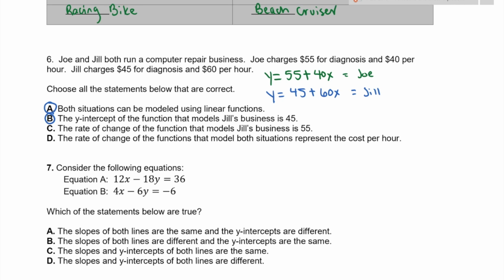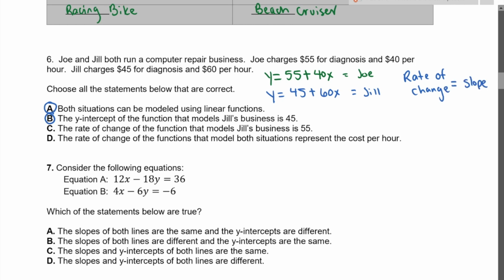For C, the rate of change of the function that models Jill's business is 55. Okay, rate of change is another word for slope. So if you didn't know that, rate of change equals slope. So is Jill's slope 55? No, Jill doesn't even have 55. So C is wrong. The rate of change of the functions that model both situations represent the cost per hour.